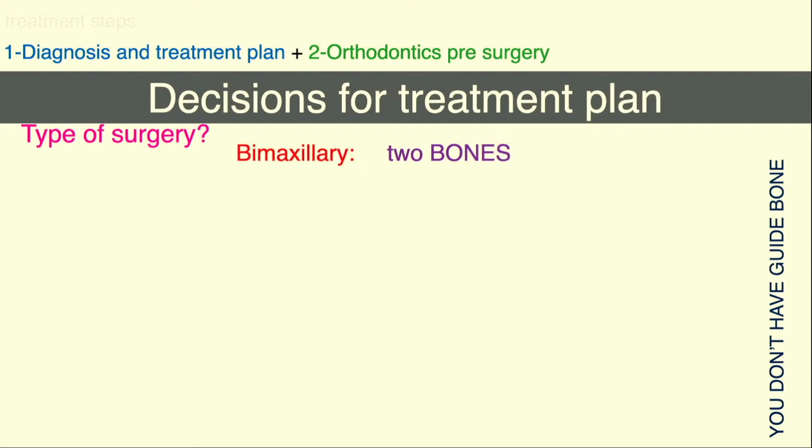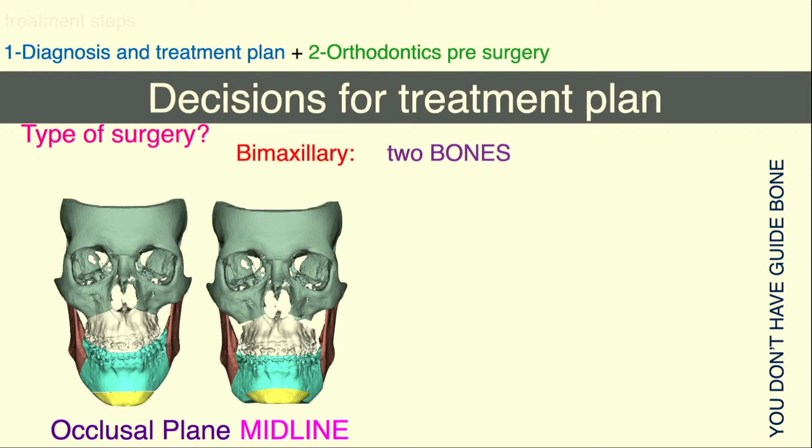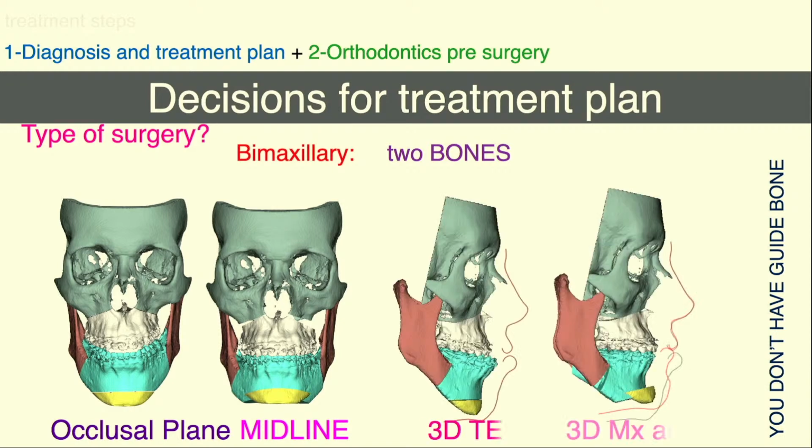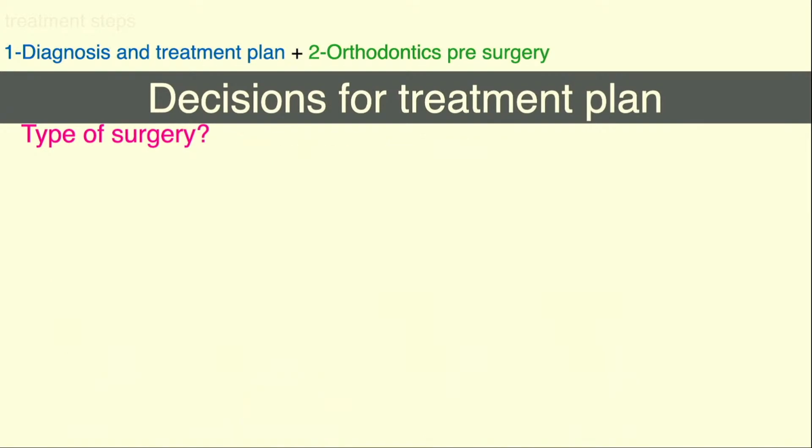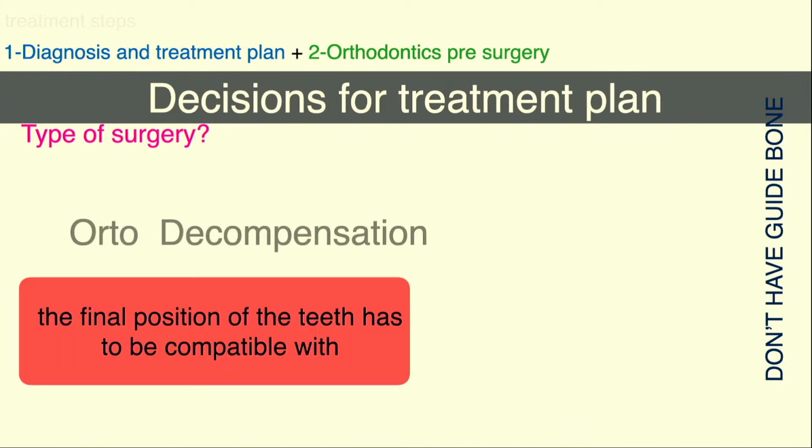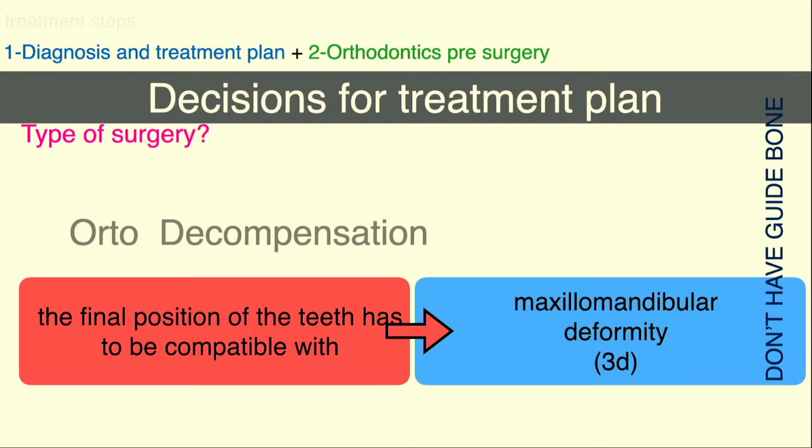What about another decision? Many times I cannot have just monomaxillary surgery. I need a bimaxillary surgery, where I have to do surgery in 2 bones, maxilla and mandible, because I have many other deformities in that face. So in deciding the type of surgery, looking at the occlusal plane, midline, and 3D position of the teeth, I need the definition: we are going to do both jaw surgery. What about the ortho decompensation of the patient? I have to keep in mind that the final position of the teeth has to be compatible with the maxillomandibular deformity in 3D position. That's the secret of pre-surgical orthodontics.